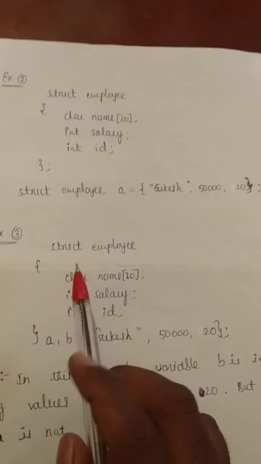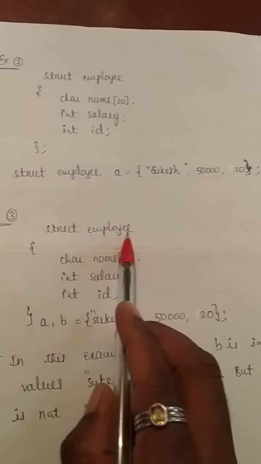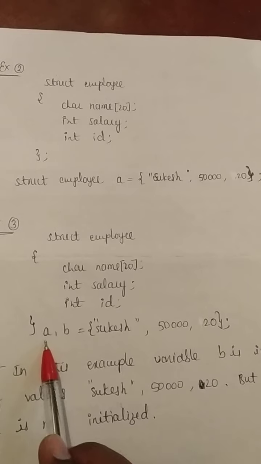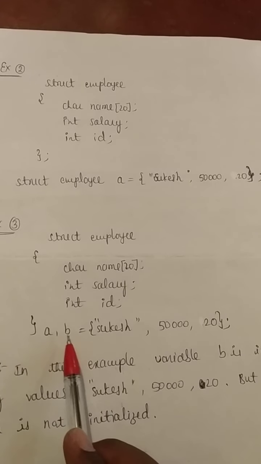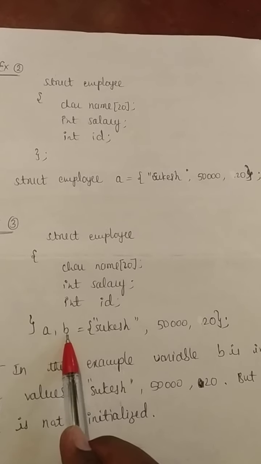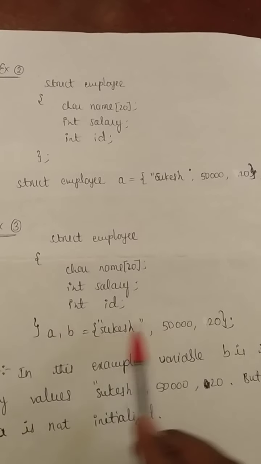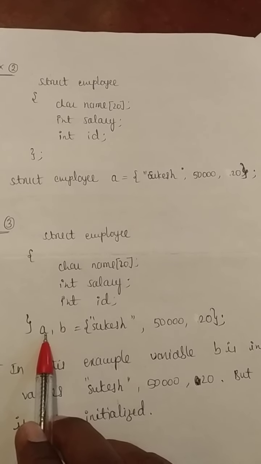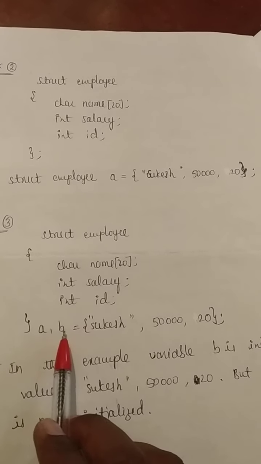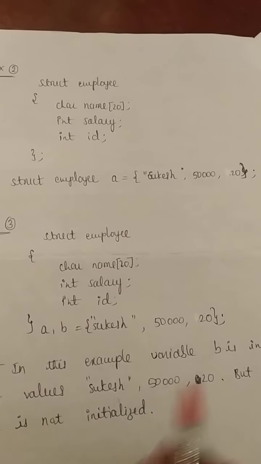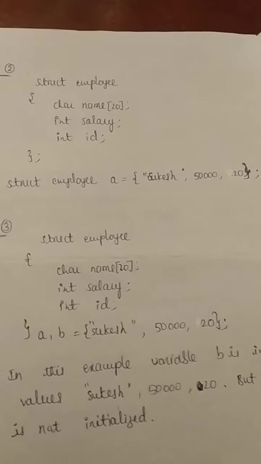Then example 3: struct employee, 3 fields, but here I am declaring 2 structure variables, one is A and the other is B. A is not initialized with any value, but B is initialized with Sukesh, 50,000 and 20. So here structure variable A has no values, but structure variable B has 3 values. Okay, so this is example 3.